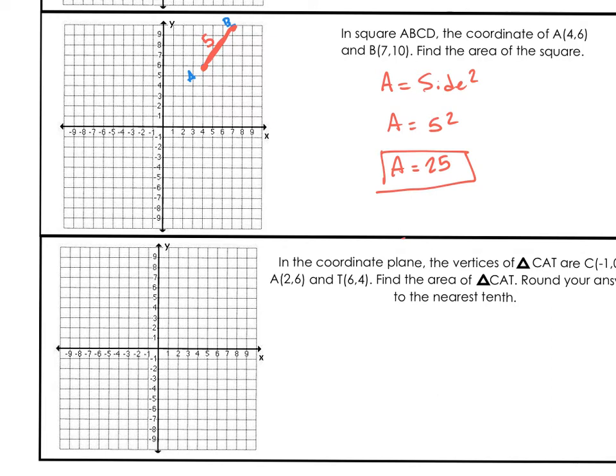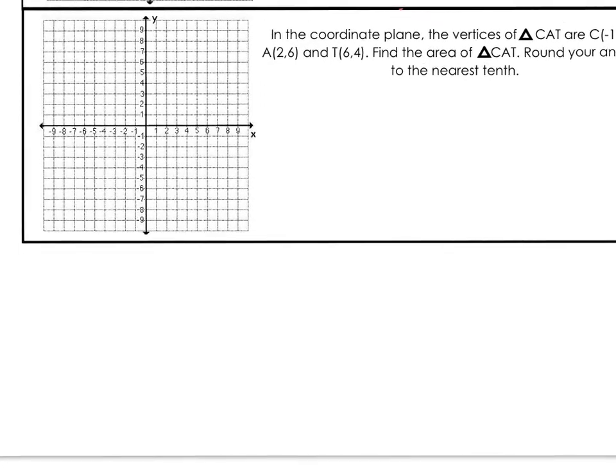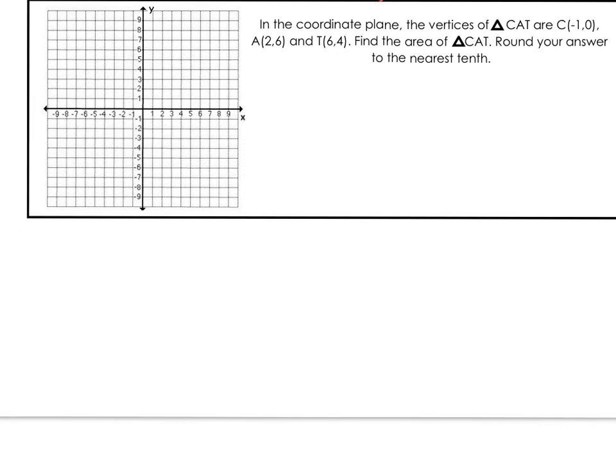And so we didn't need the rest of the square. I know it would be something like this, but you just need one side length because you know all the side lengths are equal. Pro tip. Now for our last one, we're going to find the area of a triangle on the coordinate plane.